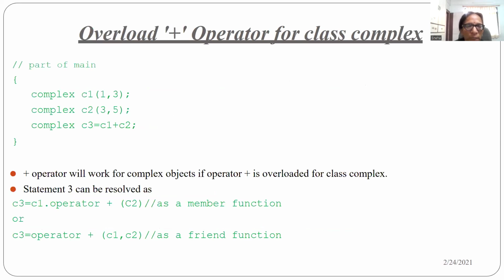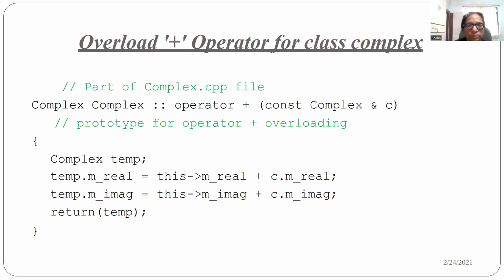Overload plus operator for the class complex. This is part of the main program, complex C1, 1, 2. These are the data we are going to give to the complex class, and the object is C1. 3 and 5 are the data we are going to give in C2, and the addition of C1 and C2 is done and stored in C3. So we can write the statement as C3 is equal to C1 dot operator plus C2. Or we can write C3 is equal to operator plus C1 comma C2 as a friend function.